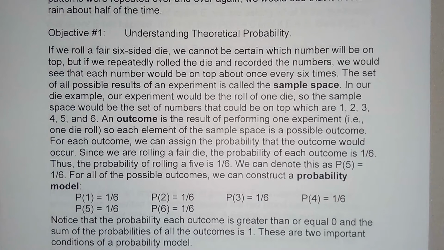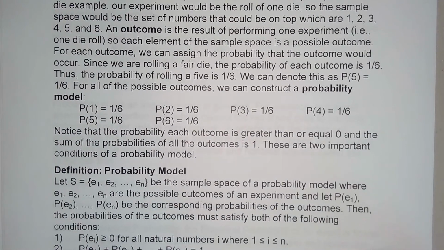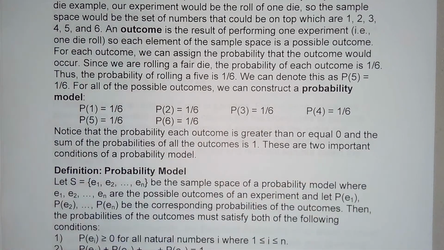For all the possible outcomes, we construct a probability model. Probability of rolling a 1 is 1/6, probability of rolling a 2 is 1/6, probability of 3 is 1/6, probability of 4 is 1/6, probability of rolling a 5 is 1/6, probability of rolling a 6 is 1/6. Notice that the probability of each outcome is greater than or equal to 0, and the sum of the probabilities of all the outcomes is 1. These are two important conditions for a probability model.